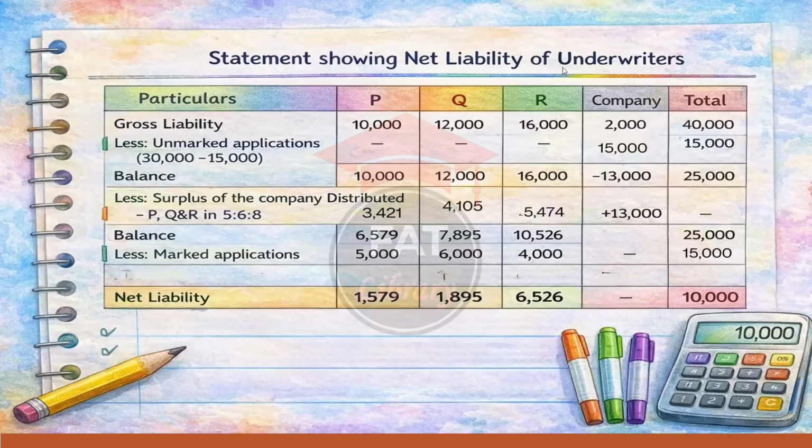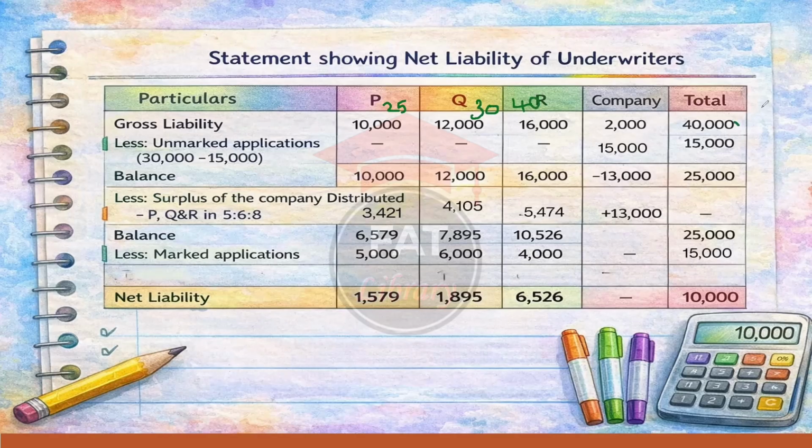So, statement showing net liability of underwriters. So here you can see we have taken the gross liability. What is the gross liability given? In the case of P, it is 25%. In the case of Q, it is 30%. And in the case of R, it is 40%. Right? This is the liability given.